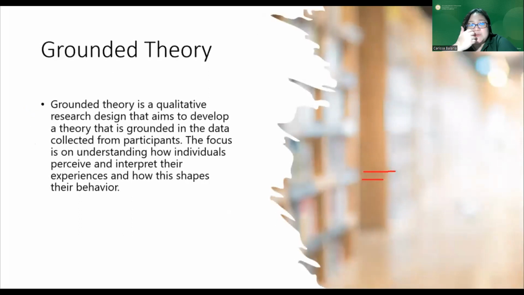Okay. So, I already told you. Grounded theory, you're there to create a theory. So, the focus is how individuals perceive and interpret their experiences and how that experience shapes their behavior. So, it's an analogy of why they act that way. If it's an analogy of how their experiences change who they are. So, it's a deeper understanding of someone's experience.